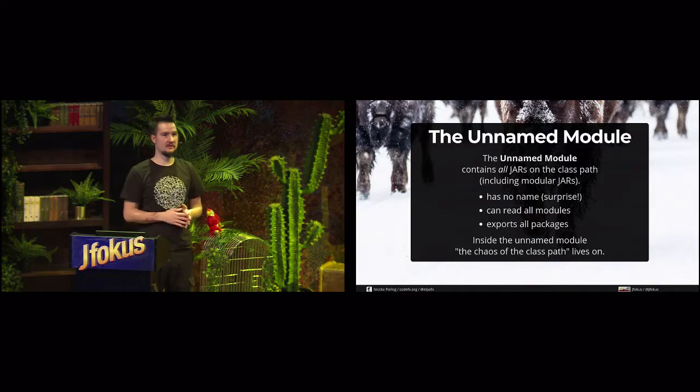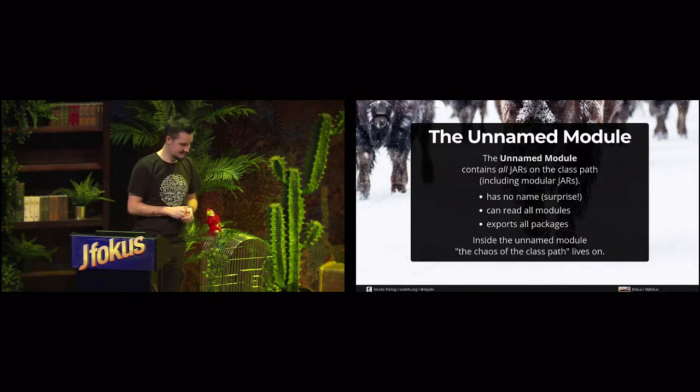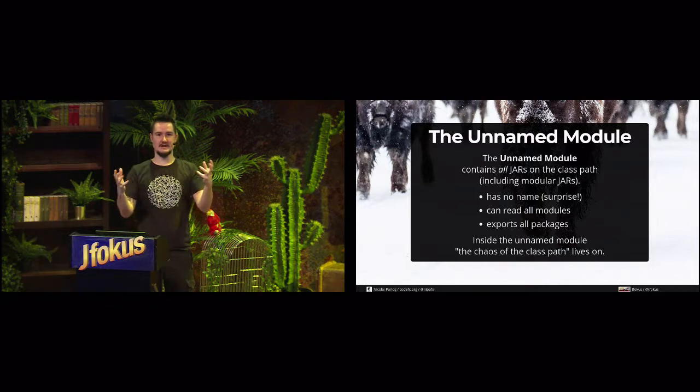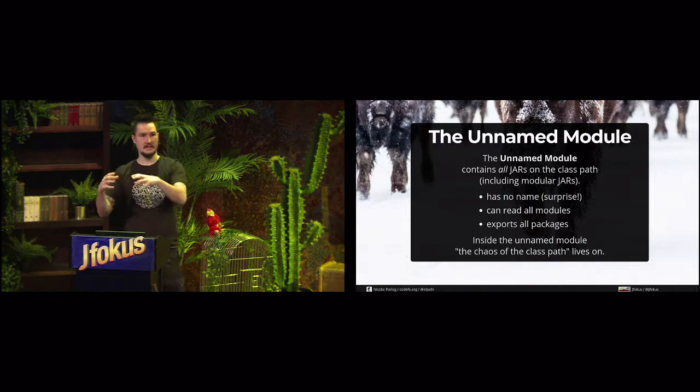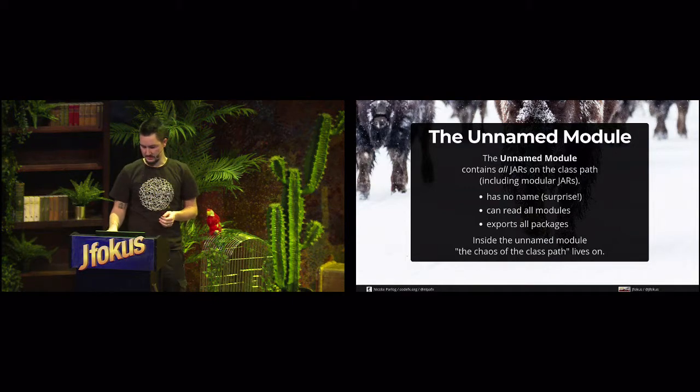So the term, the chaos of the class path, I think maybe it was Ellen Bateman, I don't know where I read it first. The idea is that the chaos of the class path that exists now basically lives on in the unnamed module. So all these crazy things that you do in a class path, like splitting packages between jars and reflecting over internals, all of that still works inside the unnamed module. The idea is that the unnamed module is as backwards compatible as possible and behaves as much as possible like the Java 8 class path.